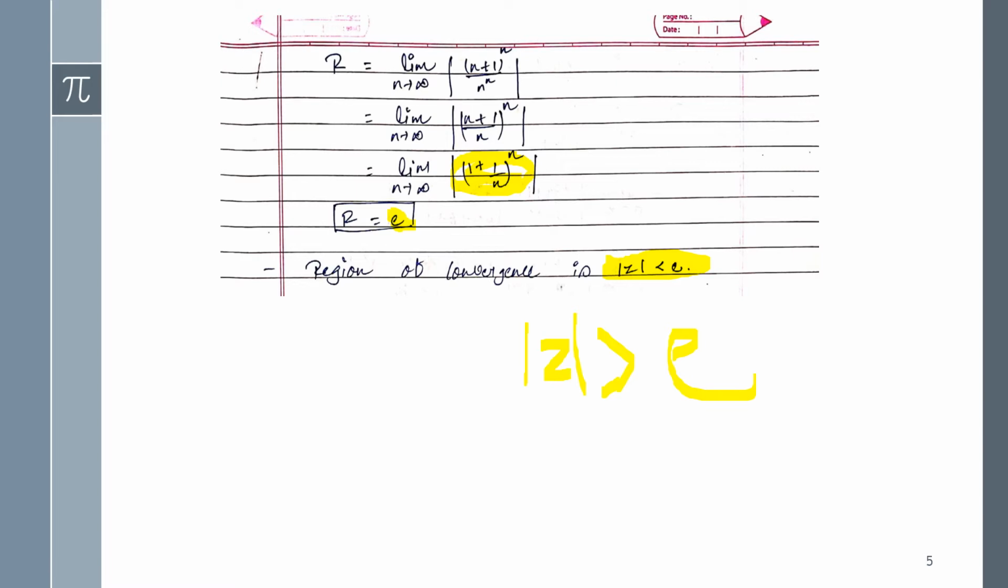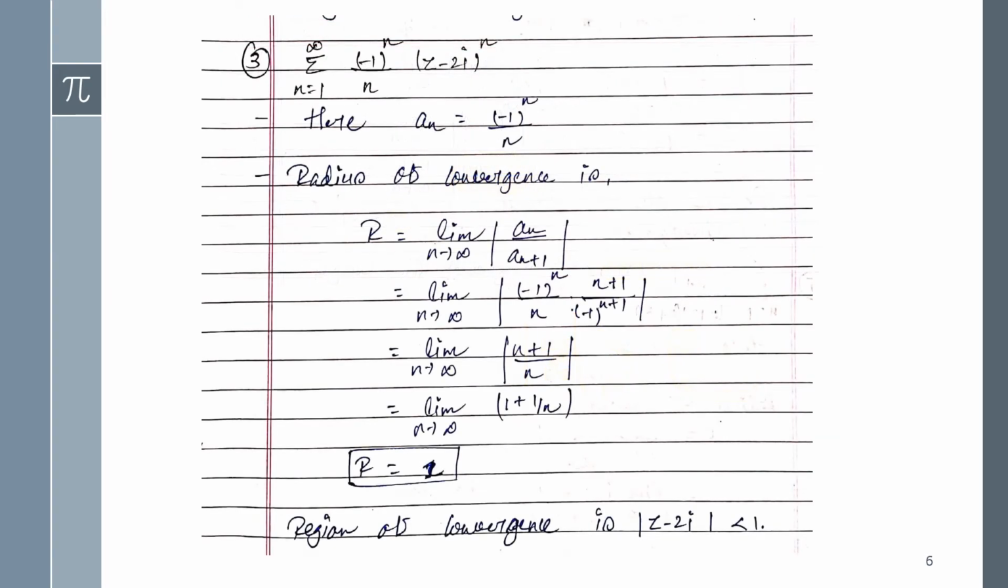Now next example also I have given, and the question is given: summation n equals 1 to infinity, (-1) raised to n upon n, into (z minus 2i) whole raised to n. As I already told you, here the values other than z will be your a_n. Okay, so a_n will be (-1) raised to n upon n. Okay, so I have written it here. Then the radius of convergence will be r. So applying its formula, limit n tends to infinity a_n upon a_(n+1).